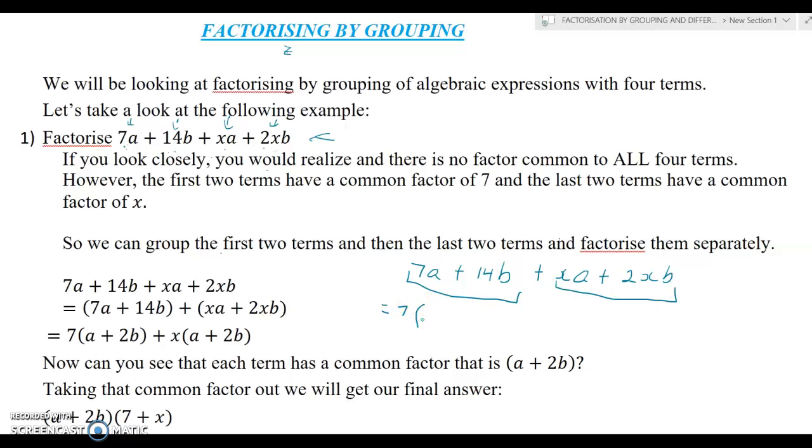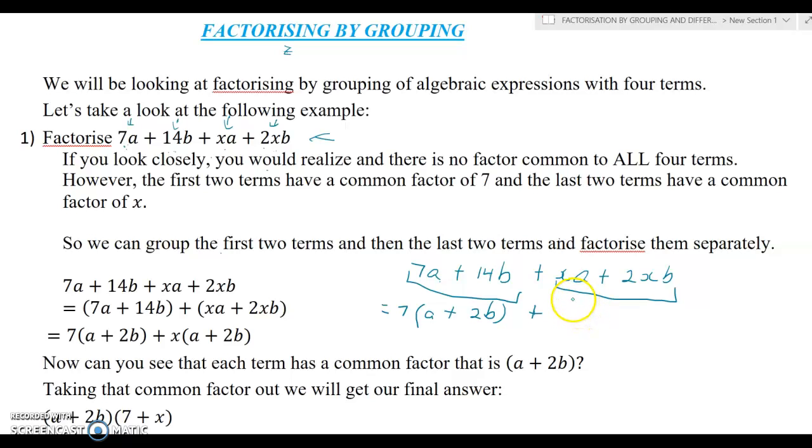Now this is similar to what we did in the last video, right? So 7 times a will give me back that 7a up here. So then plus 7 times 2 will give me back the 14, and then we just put back the b. So we have 7, open brackets, a plus 2b for that first pair there. Right, so plus, now let's work on the second pair. We have xa plus 2xb.